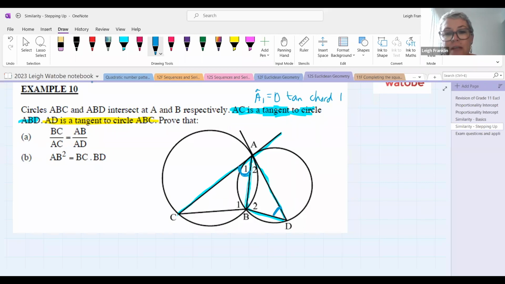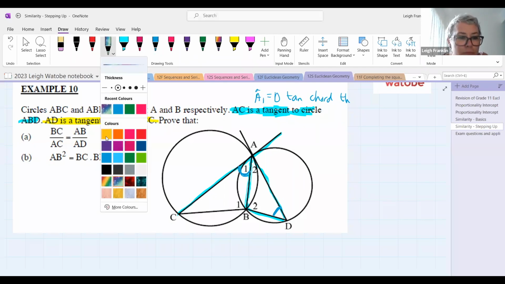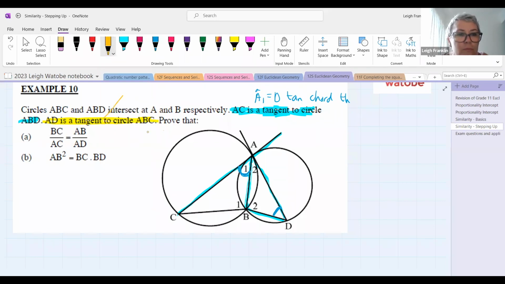So as far as the yellow is concerned, telling us that AD is a tangent to circle ABC, which two angles are they implying are equal? Which two angles are they implying are equal? We can do this, my people. We can do it. Remember that you can just shout out an answer.